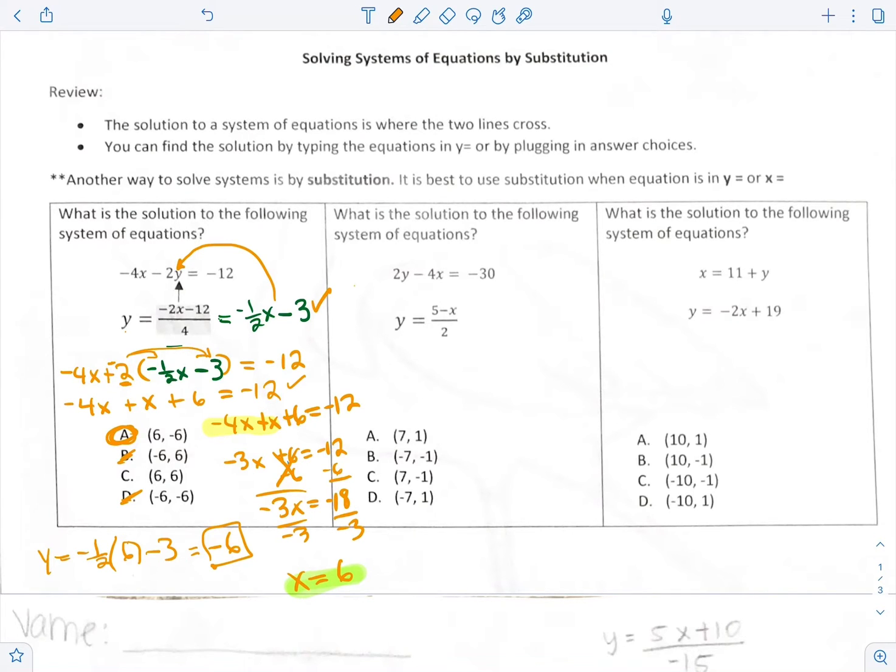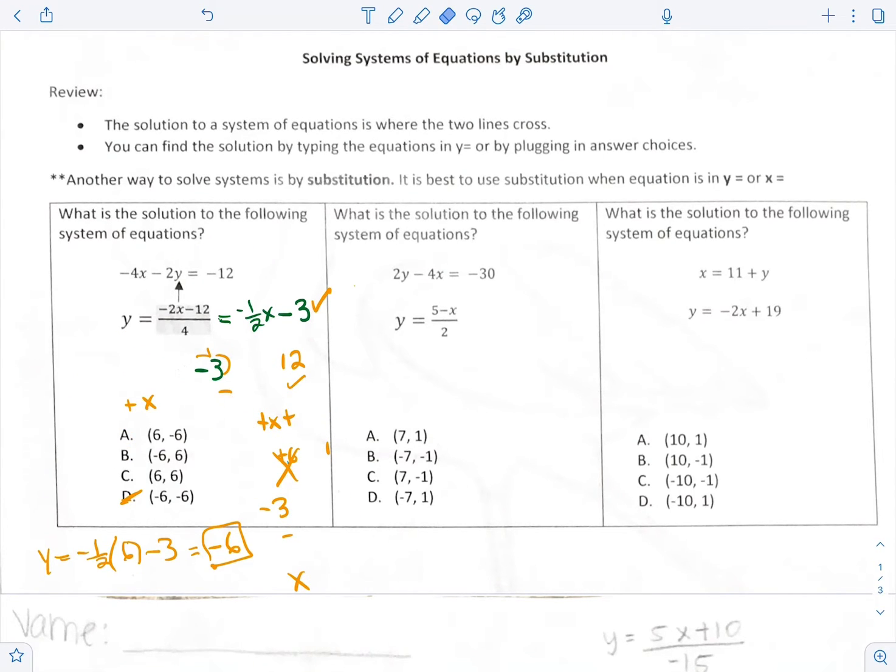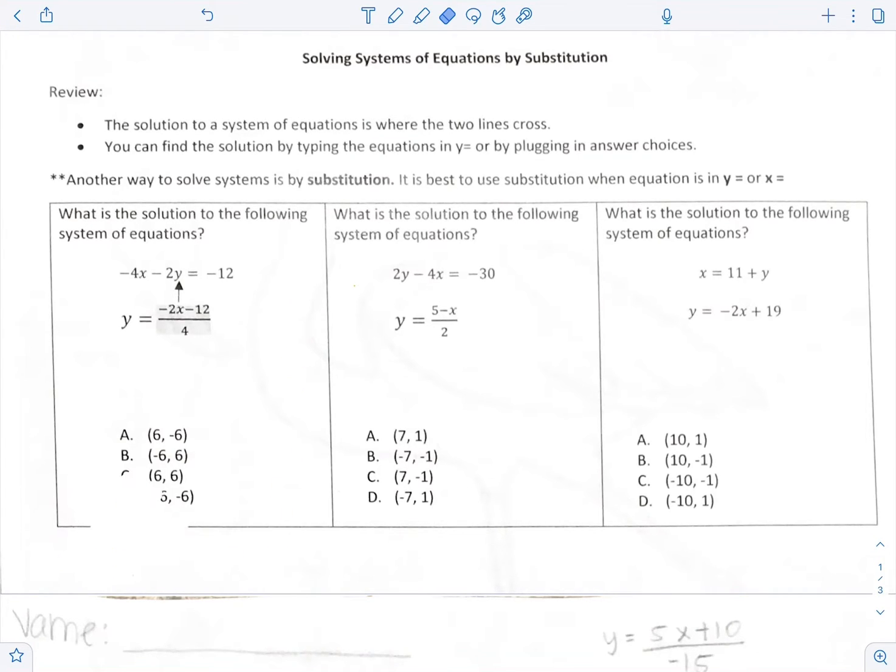So we just reviewed how we can solve this first problem by graphing or by substitution. All right, so now we can do the second example. I know many of you are going to choose graphing, and that's fine, but we can also use substitution. So let's review graphing real quick.